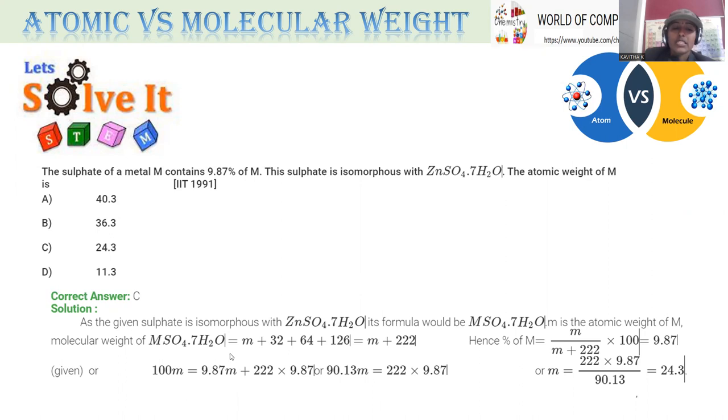So what we did, just a resemblance is given, so let us substitute the metal which is to be calculated, and the remaining individual atomic weights were taken. All are well known for us. 4 into 16 will become 64. 7 into 18, because an individual water molecule contributes 18, so 7 into 18 will become 126. So let us take the sum of these three, M plus the remaining, that will become 222. Percentage of metal is equal to M by M plus 222 into 100. M is unknown, percentage is known, that is 9.87. If you substitute, we will get the final answer, 24.3. This will be the atomic weight of the given metal, 24.3.